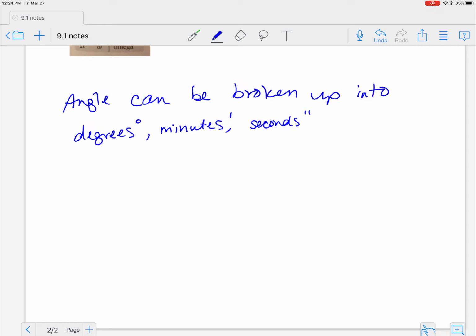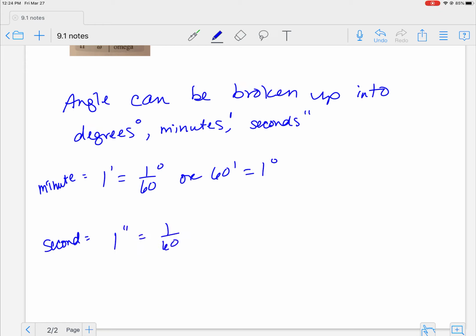1 minute is 1/60th of a degree. So it's still in terms of that minutes and seconds timeline. So 1 minute is equal to 1/60th of a degree, or 60 minutes is equal to 1 degree, right? That same concept. The same thing with a second. If you have 1 second, that's equal to 1/60th of a minute.